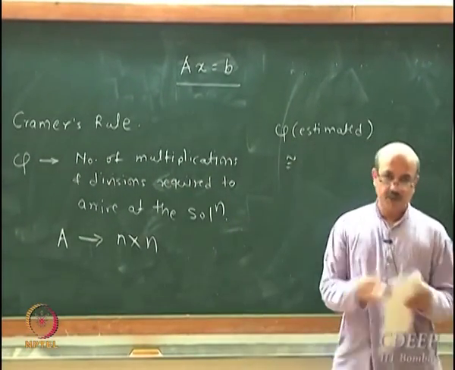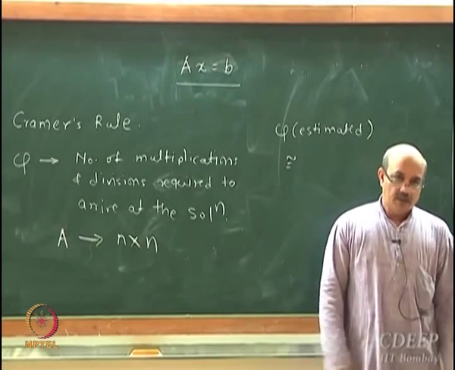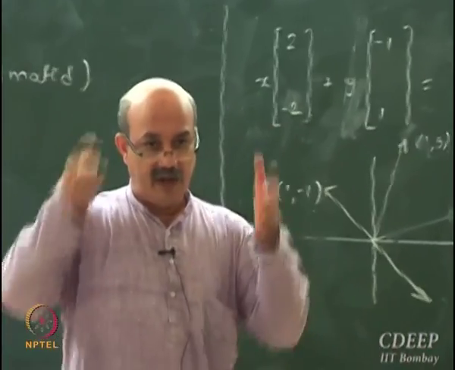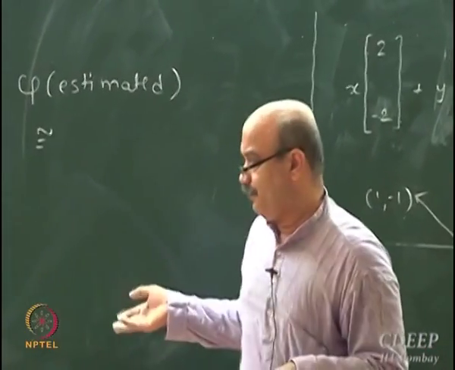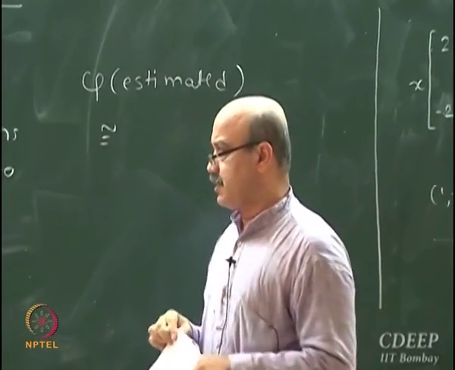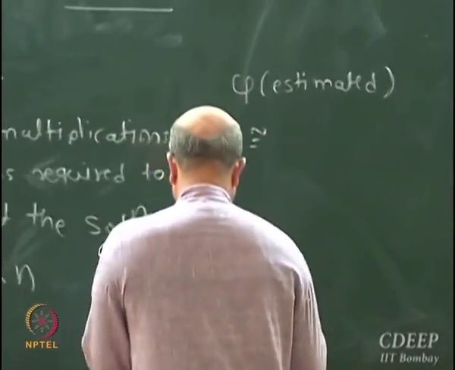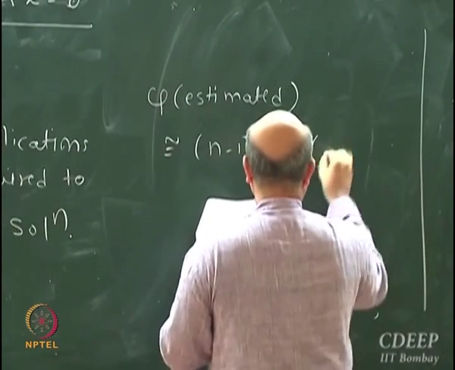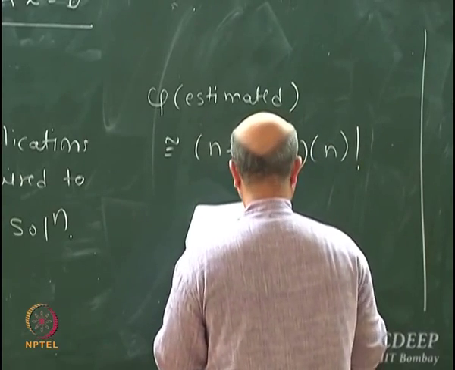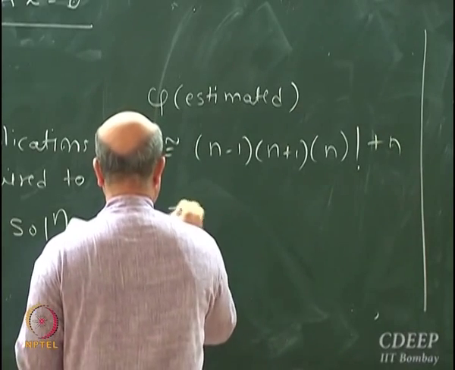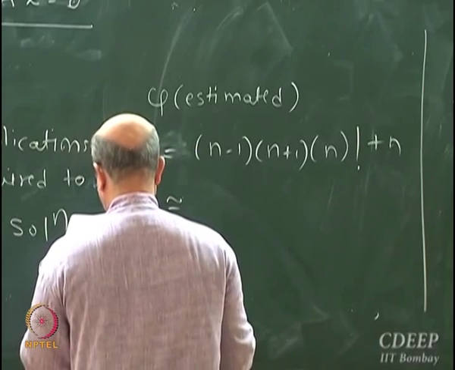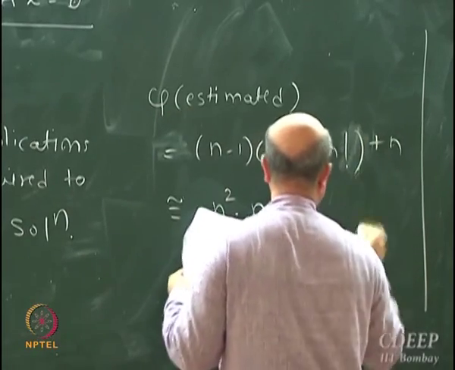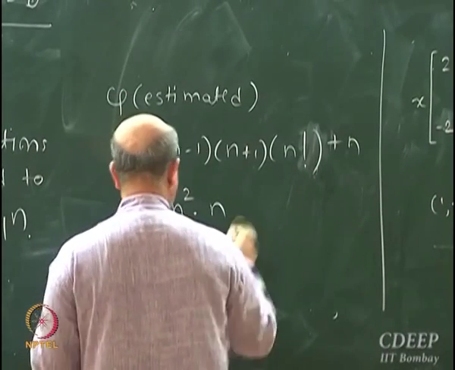And we have seen that these kinds of matrices arise when you do, let's say, the finite difference method, problem discretization of a boundary value problem. A two-dimensional boundary value problem will give rise to, even if you take 100 grid points along x and y, a huge matrix which has to be solved. So large matrices are not uncommon when you do approximate solution. So here it comes out to be n minus 1 into n plus 1 into n factorial plus n, which is approximately equal to n square into n factorial.